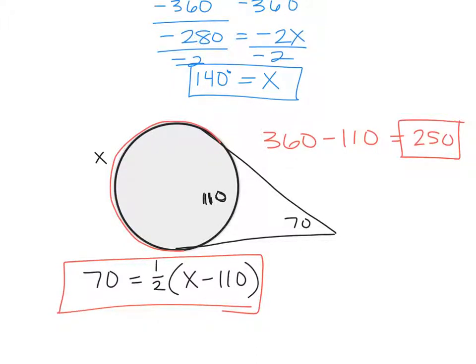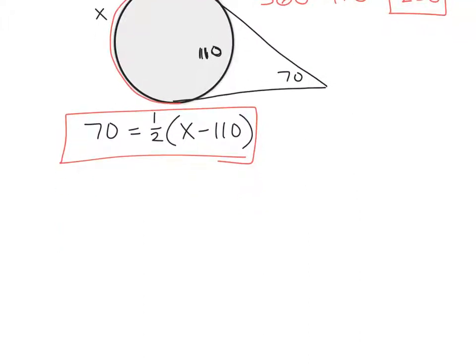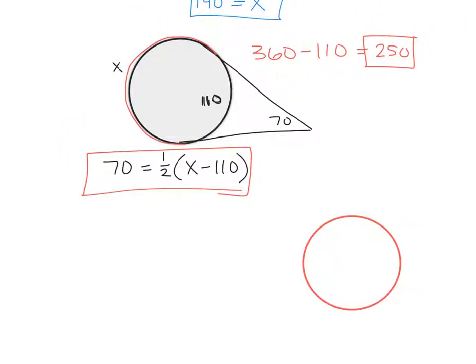Okay, last one. So we have a y here, a 30 here, a 110 here. How do you set that one up?